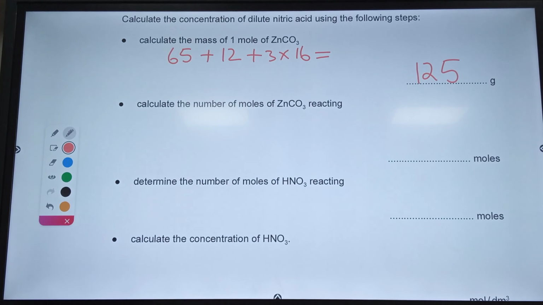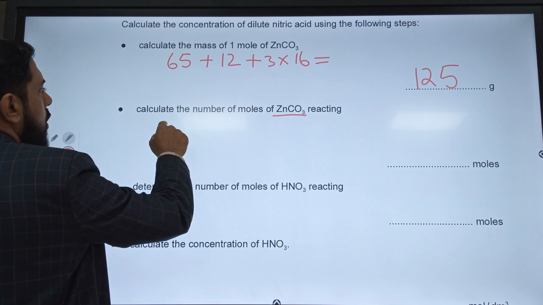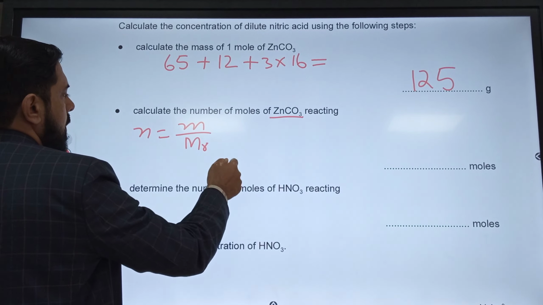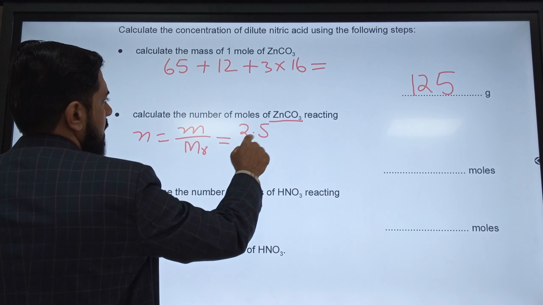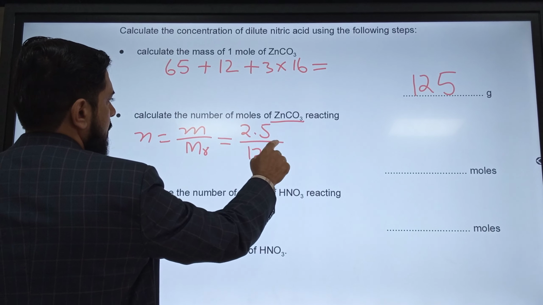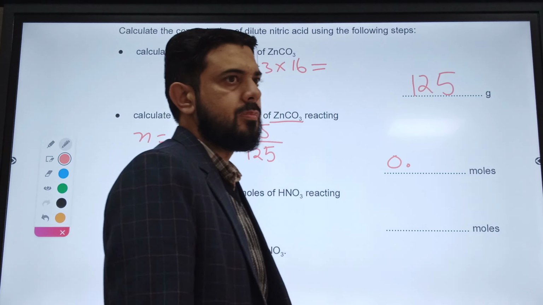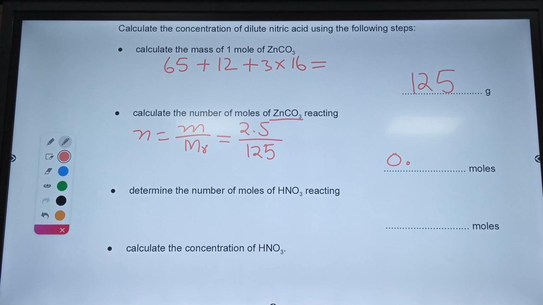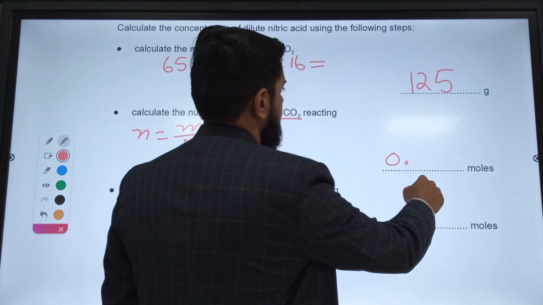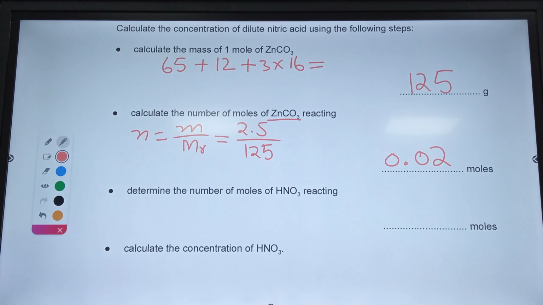Next he says calculate the number of moles. So we have the formula: moles are always equal to the given mass over the molecular mass, or the mass of 1 mole. The given mass was 2.5, divided by the mass of 1 mole we calculated, which is 125. So 2.5 divided by 125. The answer is 0.02 moles.